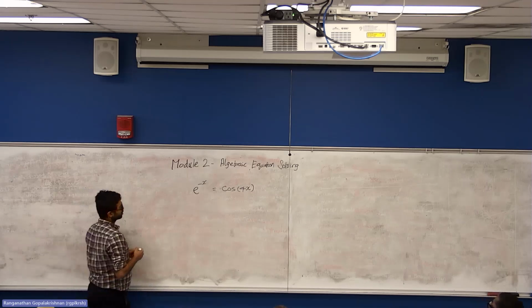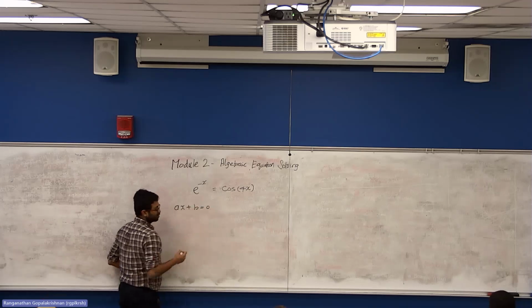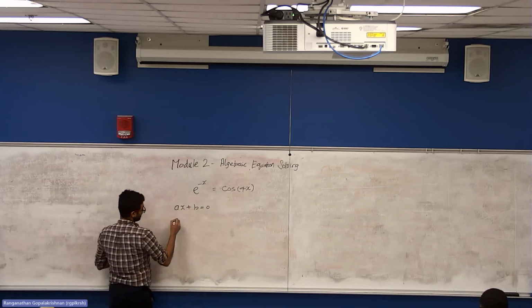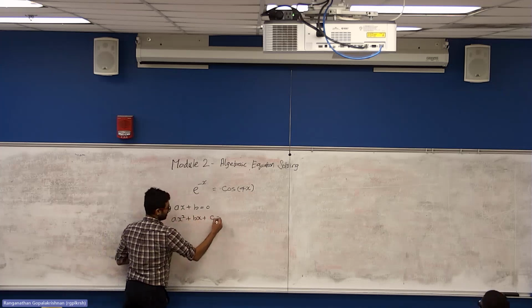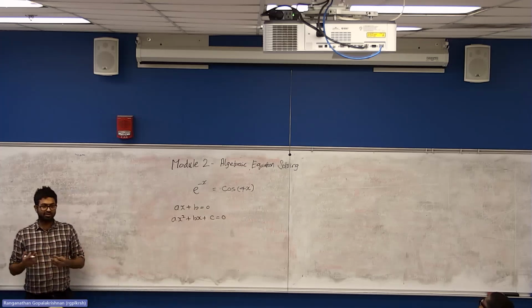Like, you know how to solve equations, right? If I write ax plus b equal to 0, it's a linear equation. You know what to do with this. If I write quadratic equations, ax squared plus bx plus c equal to 0, you know how to do this, at least most of you do, as I saw in the prerequisite quiz.